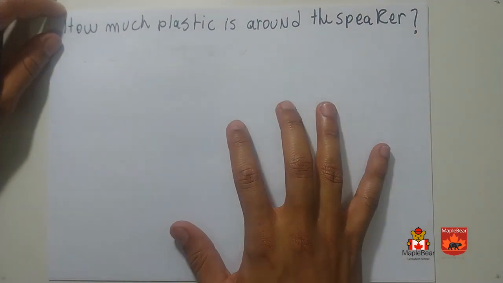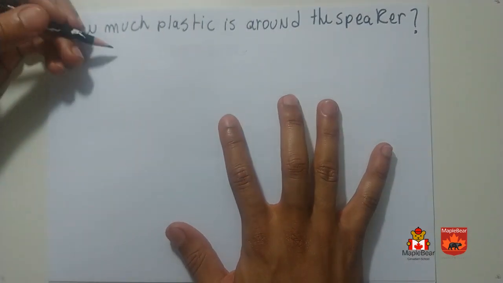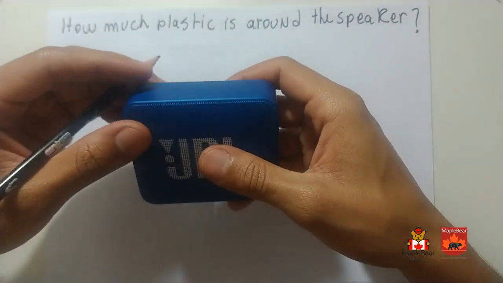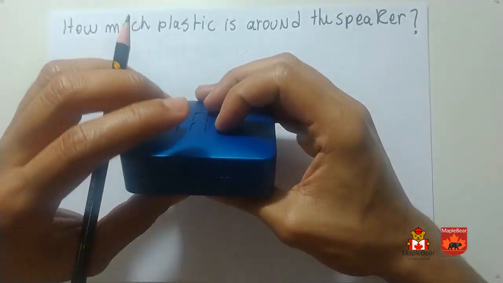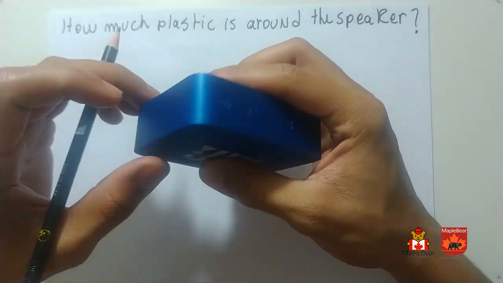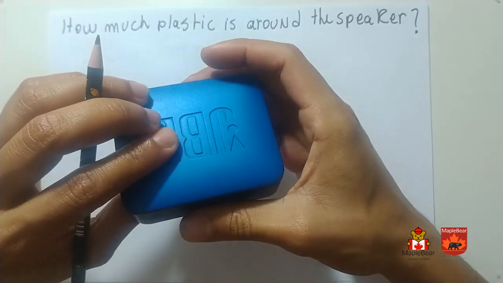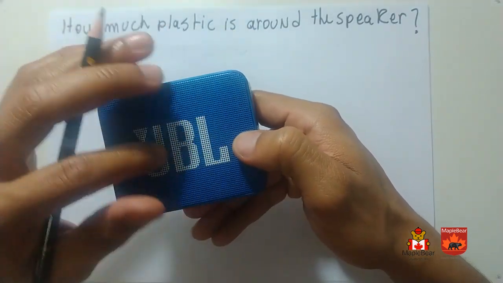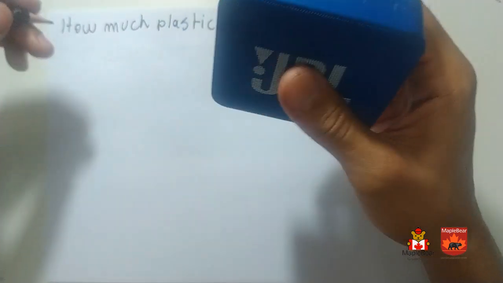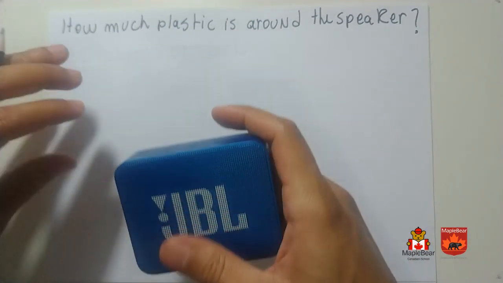So, how much plastic is around the speaker? How can I do this? I'm going to solve a problem that's similar to that. Here, you can see that in my boom box, I have 1, 2, 3, 4, 5 faces that have plastic, and one that has an iron grid. So how can I solve this? First, let's write our formula down.